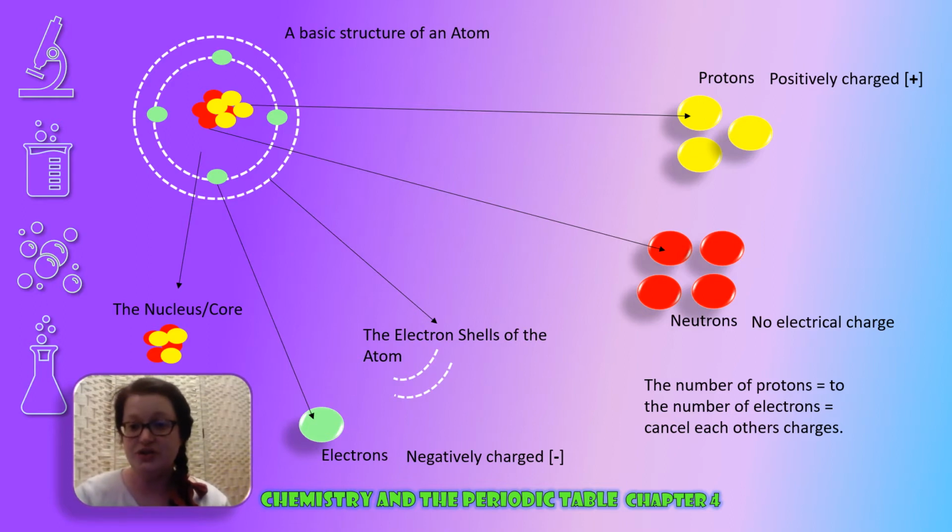The neutrons have no electrical charge. The protons are positively charged, which is a plus sign, and the electrons are negatively charged, which is a minus sign. So when you have the same amount of protons, which are positive, and electrons, which are negative, they actually cancel each other out. Let's carry on.